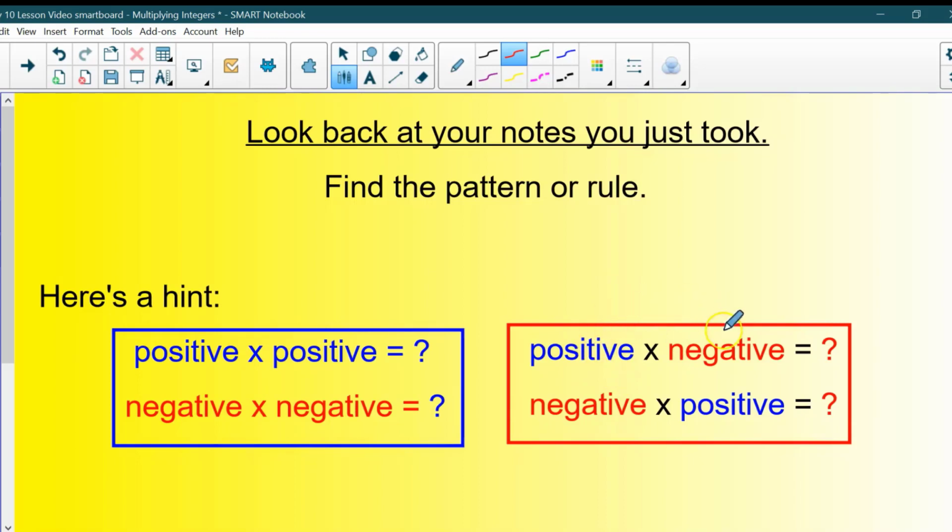Or what happened when you had one of each? You had one positive and one negative. Negative or positive, didn't matter the order. What type of answer did you get when you had one of each? So what I want you to do is pause the video, go back and look in your notes, and then write down what you think the rule might be based on this hint that I gave you. All right, did you get it?